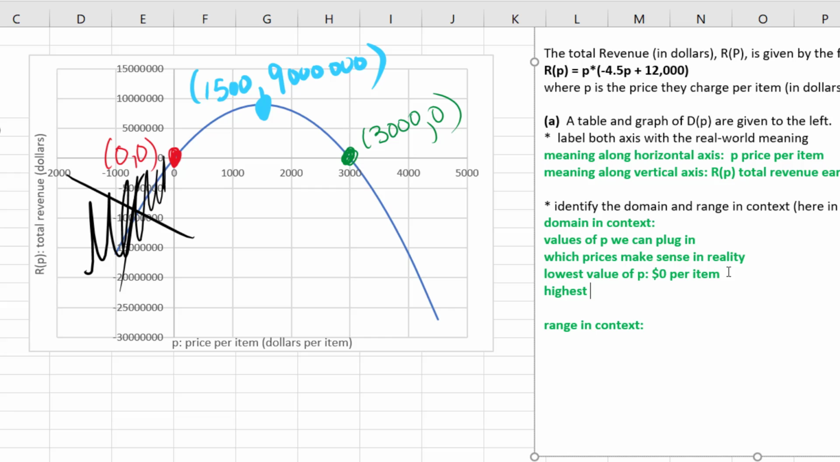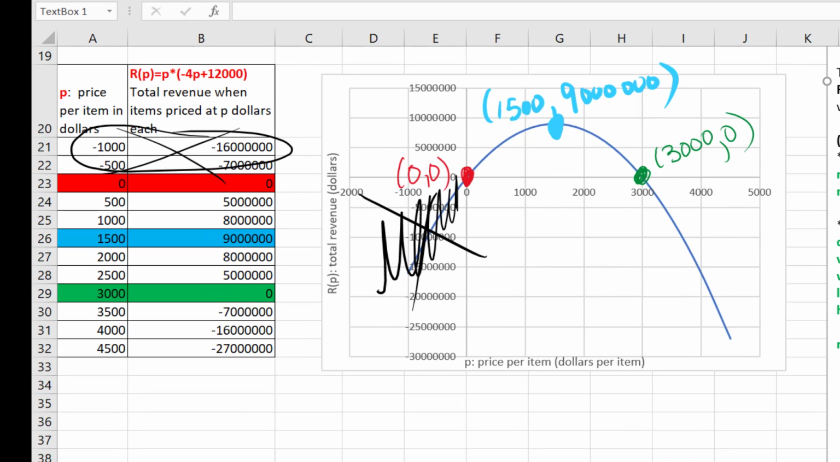The highest value of P that makes sense in context. So let's take a look at this graph and table. So starting at P equals 0, that price makes sense. You could, if you wanted to, give away the items for free. You could also charge $10, $50, $500, $1,000 an item, and higher and higher and higher. But notice we actually need to stop here at a price of $3,000. That's the highest price that makes sense in reality.